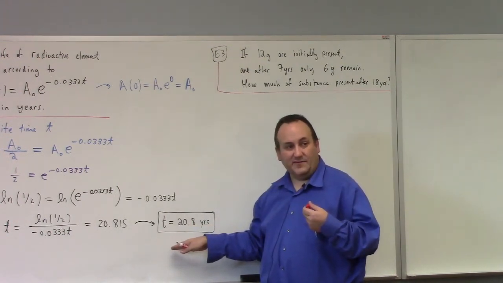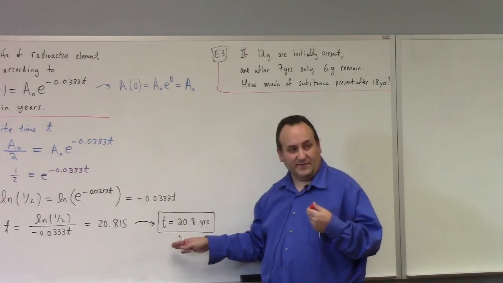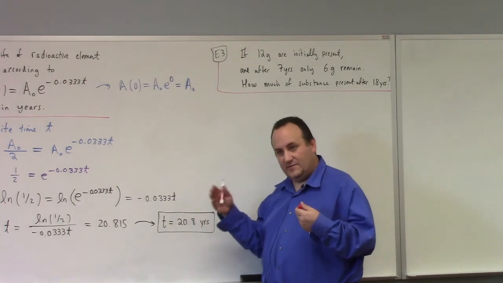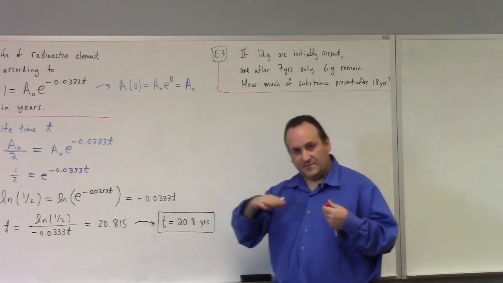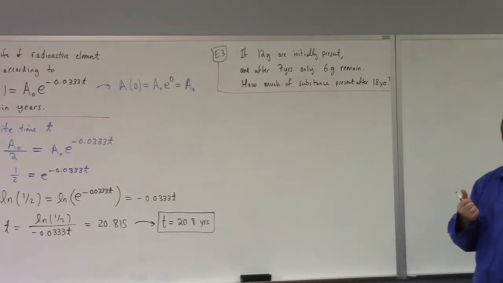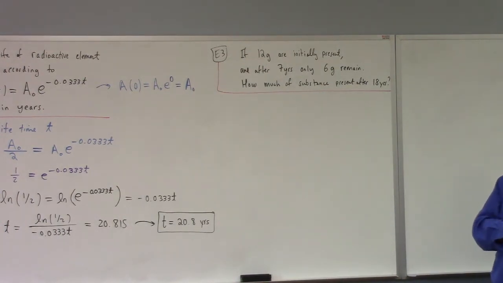If I wanted an eighth, I would go to 3 times the half-life. If I wanted a 16th, I'd go to 4 times the half-life, because you'd want to cut it in half 4 times. A half times a half times a half times a half is a 16th, right?